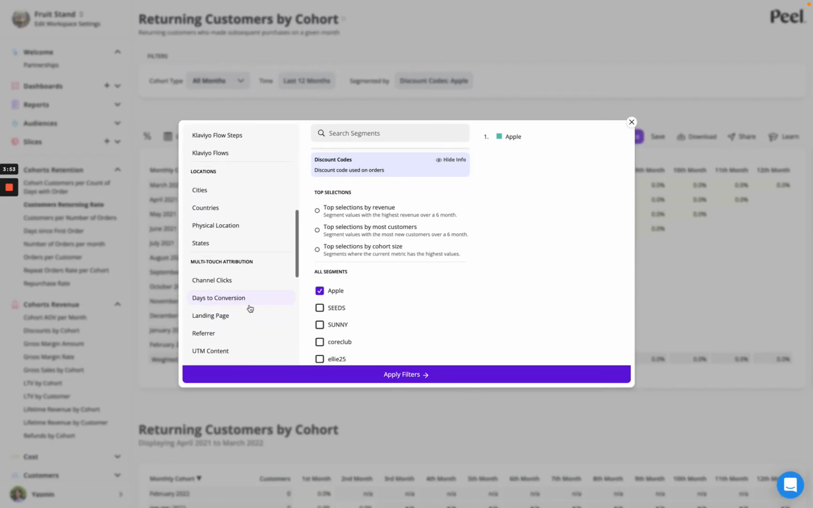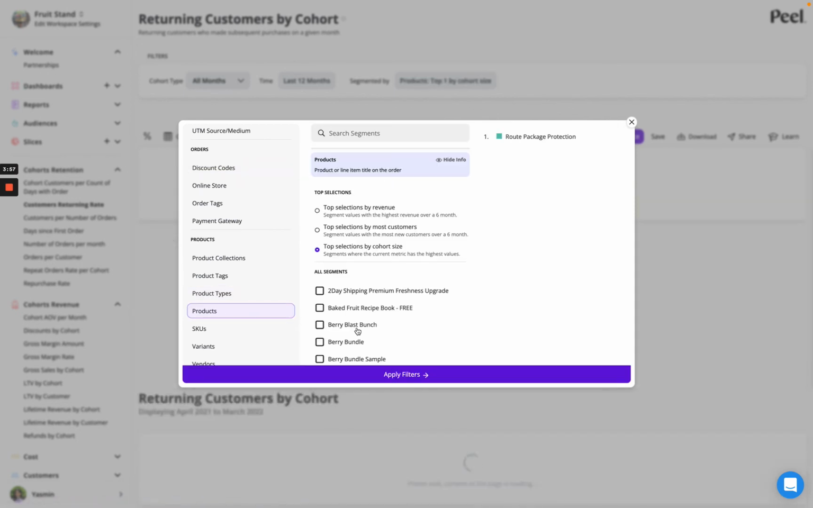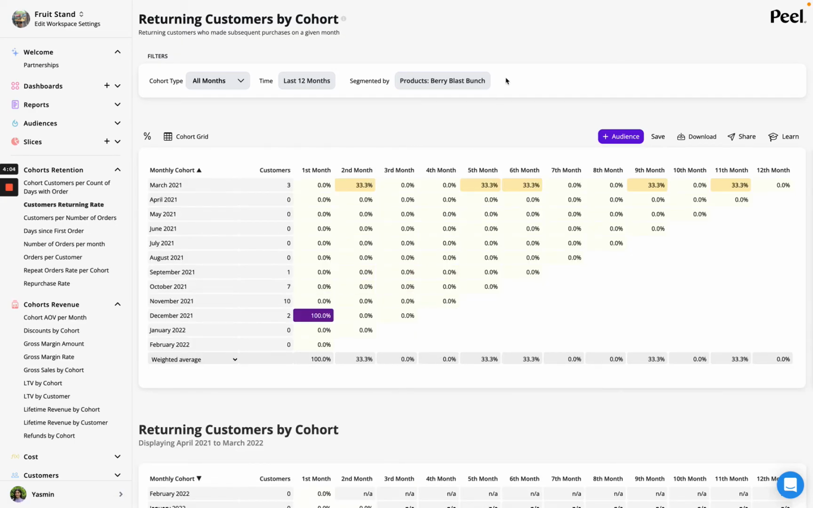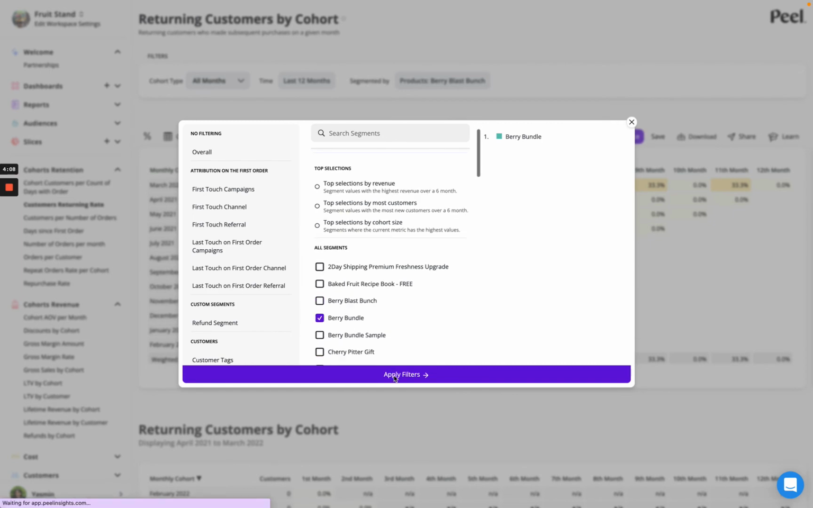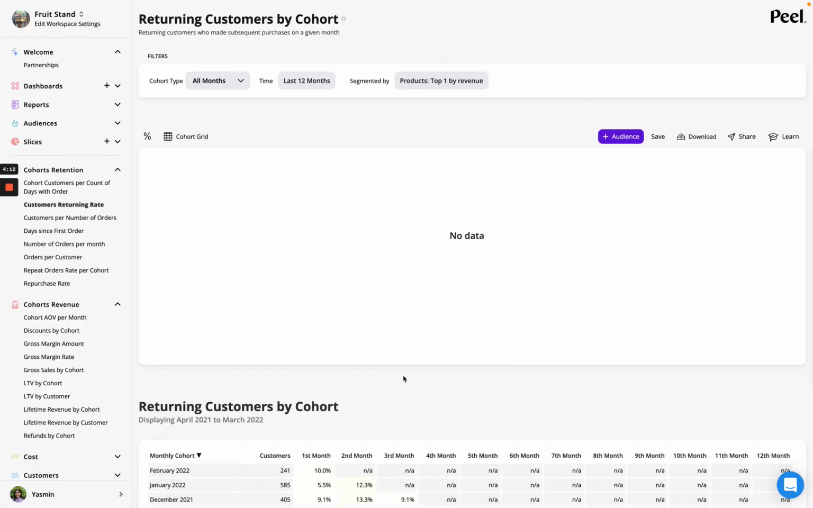And let's go to another example, like products. Does buying a specific product lead to a higher repurchase rate? Or if they're a subscriber or non-subscriber, there's lots of ways you can look at it. This data isn't super rich, but hopefully you can get an idea.